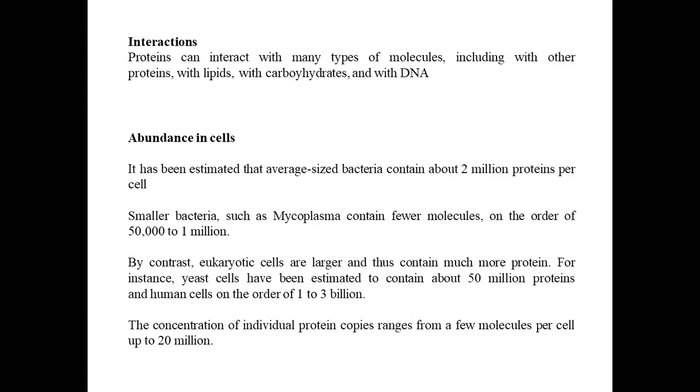Abundance in cell: it has been estimated that every bacterial cell contains about 2 million proteins per cell. This is the information about how many proteins are in how many species. We just discuss it in a very brief manner, like bacteria contain almost 2 million proteins.